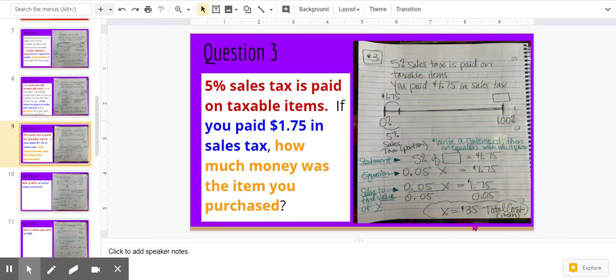$35 is the total cost of that item that was purchased where the sales tax was $1.75. Because I was using the line diagram with you as I started solving the problem, I did not go back and fill it in. But if I were you, now that you know this is $35, that comes back up here, and that is the 100%. $35 is the cost of the item.